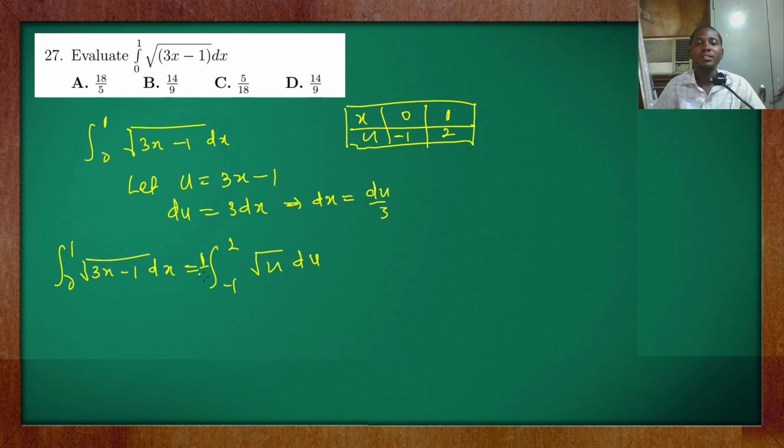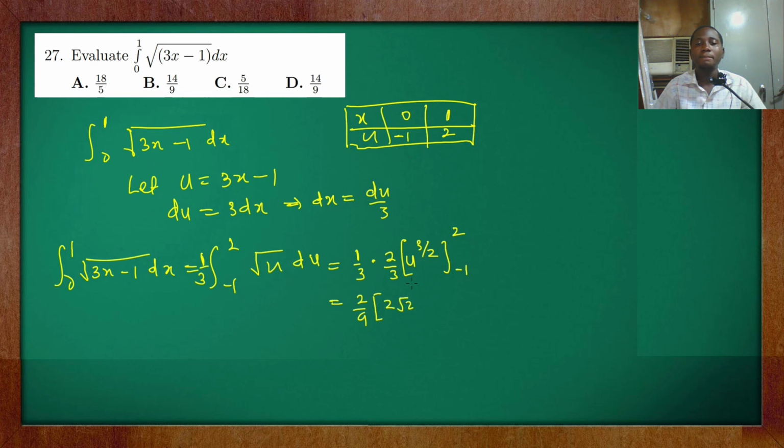So we can bring that 1 over 3 out here. So that means we have 1 over 3. Then if you integrate square root of u, of course, this is u raised to power 1 over 2. If you add 1 to it, you have 3 over 2. Then that means if you take the inverse, you have 2 over 3 u raised to power 3 over 2. Okay, so that means we need to substitute the lower limit minus 1 and the upper limit 2. Here we are going to have this to be 2 over 9. Then the upper limit here is 2. Then 2 raised to the power of 3 over 2 will give us 2 root 2.